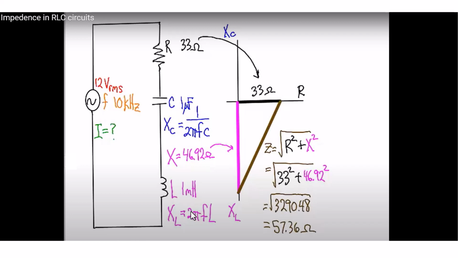The next question, which of the following is opposition to the flow of alternating current in an inductor? That's just another way of asking the same question. The answer is reactance. The next question says, which of the following is opposition to the flow of alternating current in a capacitor? It's also reactance, specifically capacitive reactance, but the answer choice is just reactance. Next question, how does an inductor react to AC?